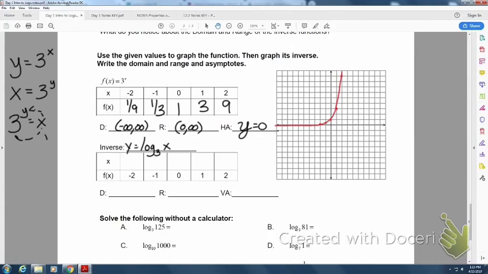And then as far as the values that you would have in the table, what were my y's for the exponential are now my x's. What was my domain is now my range, and my range my domain. And then go ahead and graph that.